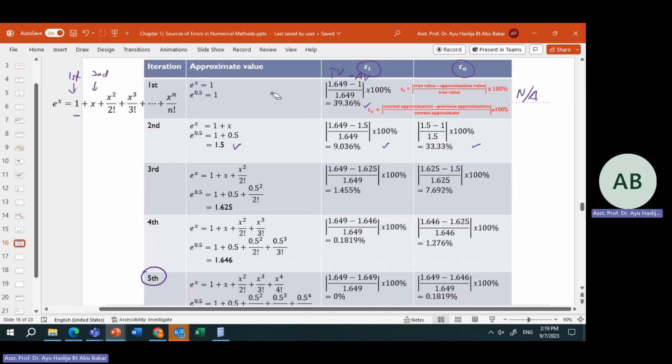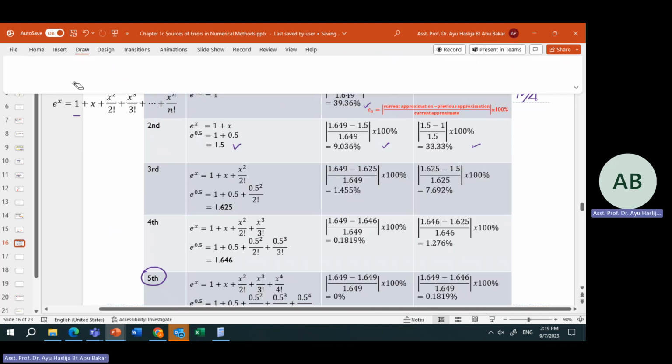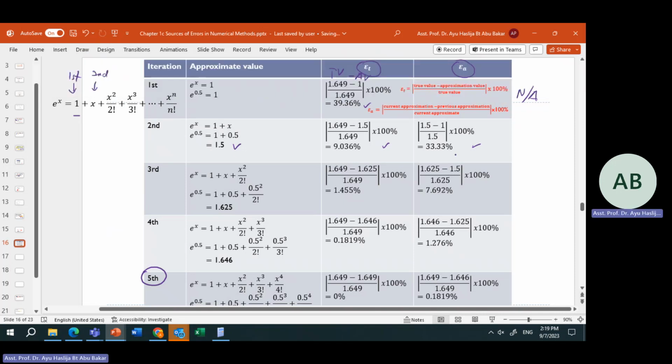Okay, now this one is already previous. Over the current. Current is 1.5. So you get this approximate error. Okay, you see over here, the approximate error is 33.33%, where your ES is 0.005. A long way to go in order to get lesser than 0.05. We focus on the EA. Now you should do the following iteration until you get the EA lesser than the ES.